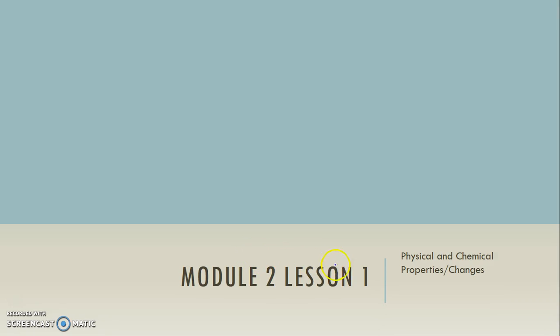This is Module 2, Lesson 1. We're going to look at properties and changes. We're going to use these as we go throughout the rest of our lessons in this course, so it's important that you understand the difference between physical and chemical properties and physical and chemical changes.